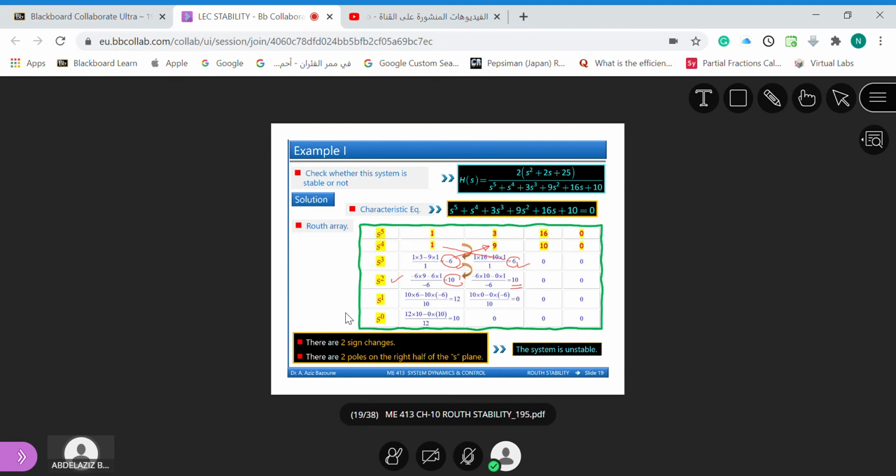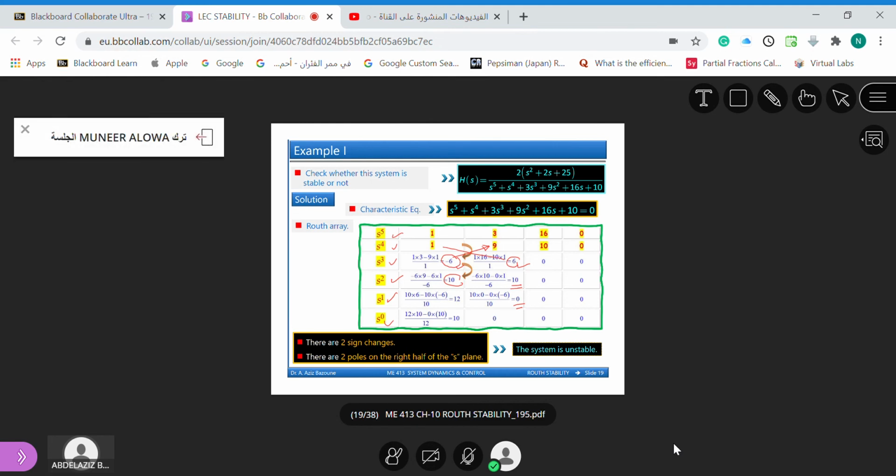So we found this one. We found this, and then here. How to find this? This one will be 10 times 6 minus 6 times 10 with minus here divided by 10. This will give you 12. And then this one will be 10 times 0 minus 0 times 6 divided by 10. You will get 0. Last one here, we found it. Last one will be 12 times 10 minus 10 times 0 over 12 will give you 10. This is how to calculate them.